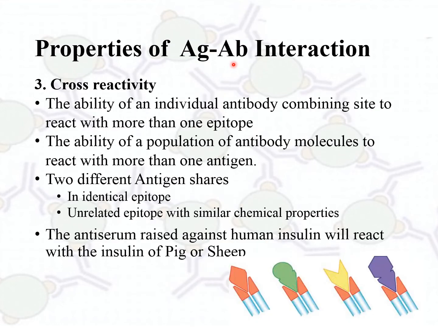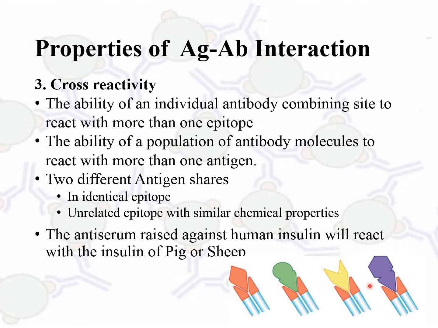Although antigen-antibody interactions are highly specific, in some cases the antibodies generated against one antigen can cross-react with an unrelated antigen. This is called cross-reactivity. In cross-reactivity, an individual antibody combining site can react with more than one epitope. As you can see here, one antibody can interact with multiple different types of antigen.